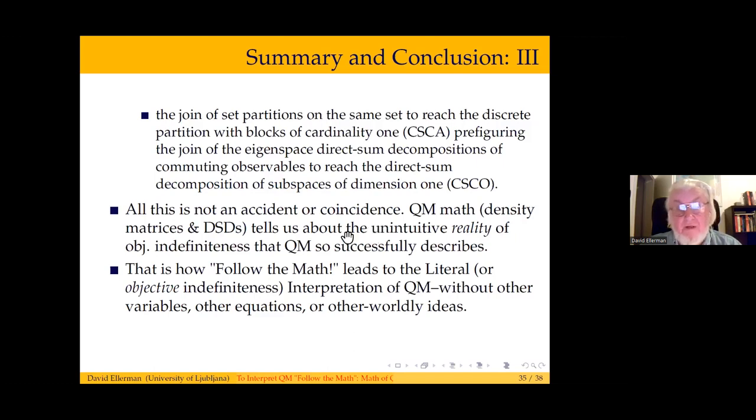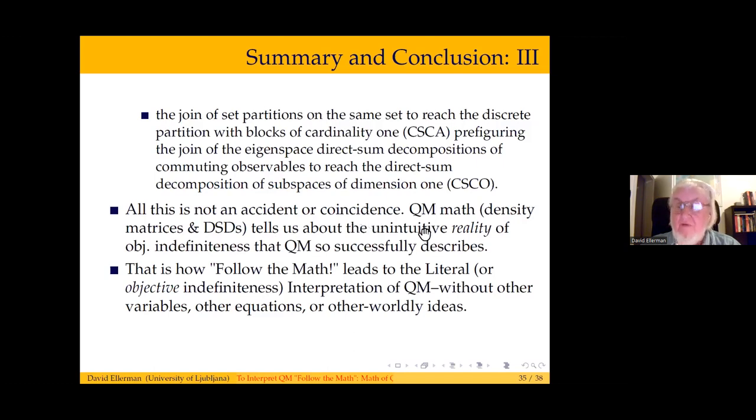So moving to the end here, I'm claiming all this is not an accident, not a coincidence, that quantum math really tells us about this unintuitive reality of objective indefiniteness that quantum theory we know so successfully describes. So we're saying how to literally interpret quantum mechanics. It's in terms of this objective indefiniteness.